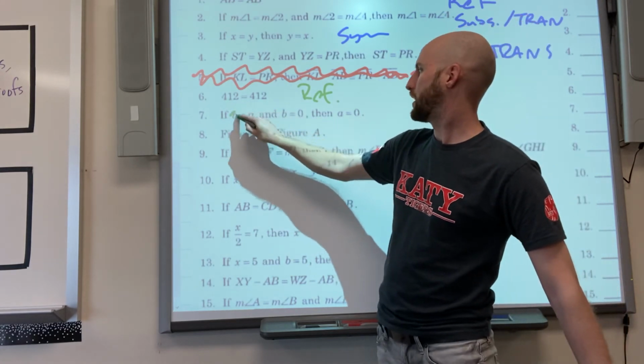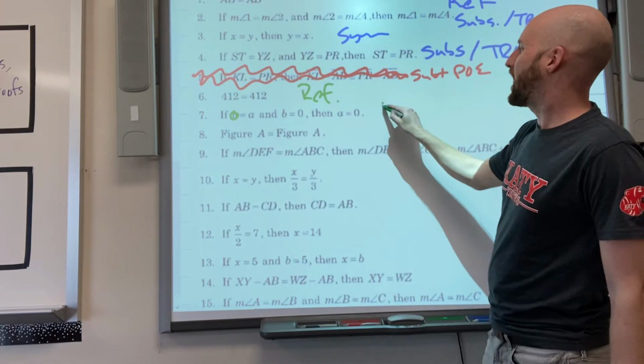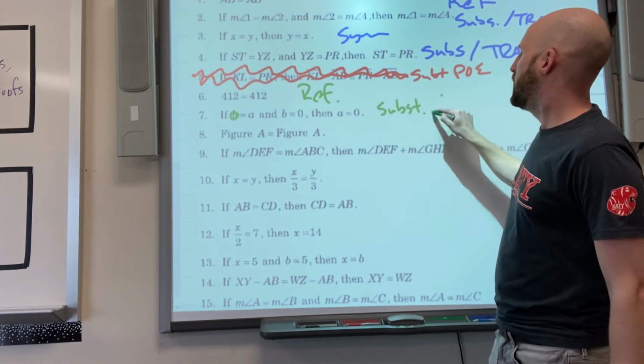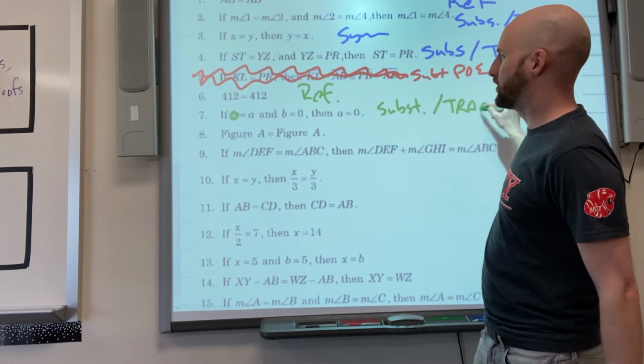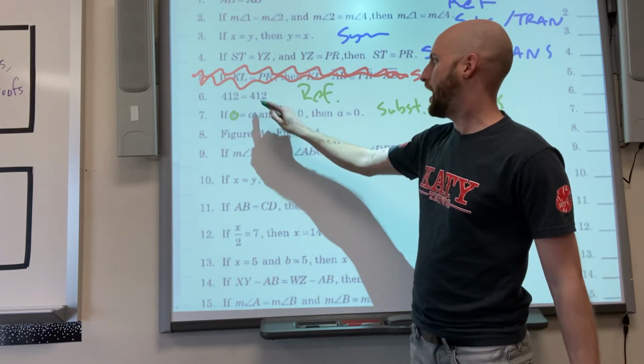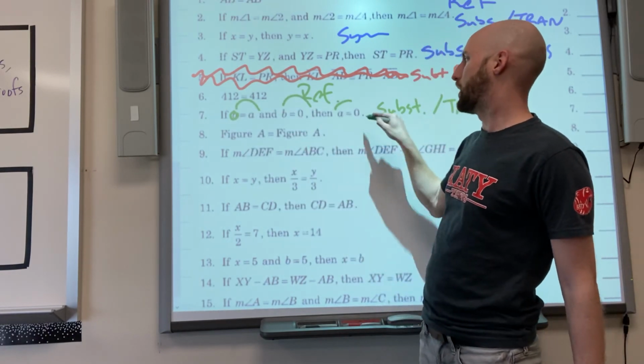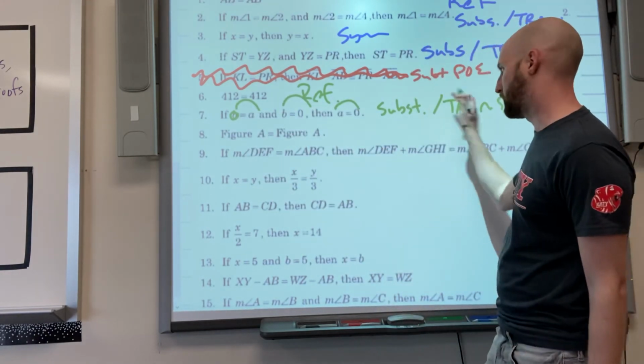I could probably replace it here and spin it. Like I could call this one substitution. I could probably also call this one transitive if I connected it. Like A goes to B goes to 0, so A goes to 0. I would be okay again with either one.